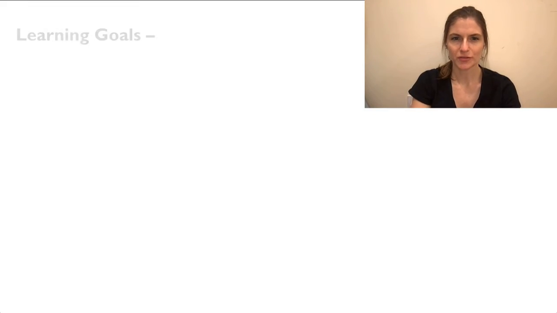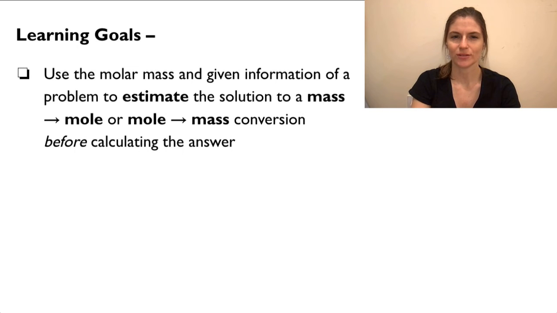Our learning goals for this video are to use the molar mass and given information of a problem to estimate the solution to a mass to mole or mole to mass conversion before calculating the answer. We're going to be doing some estimating today, some numerical reasoning.